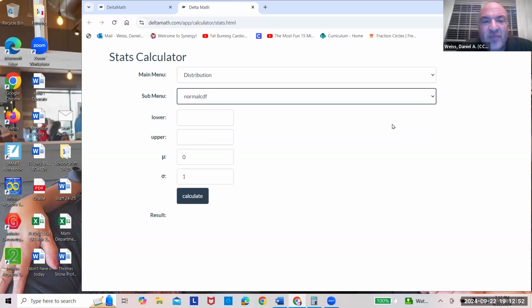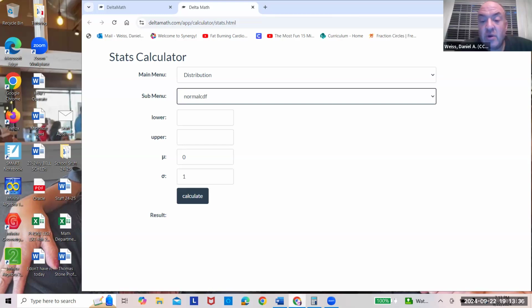Normal CDF. What the heck is normal CDF? Normal CDF stands for normal cumulative distribution function. You don't have to know that. I just want, in case you're wondering what the heck is normal CDF, it's normal cumulative distribution function. Okay, don't worry about that. Just remember normal CDF. Okay, now it says lower, upper, mean, and standard deviation. Remember, mu stands for mean, and this Greek letter sigma stands for standard deviation.